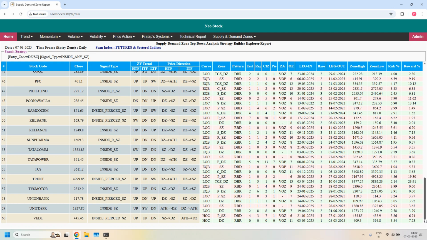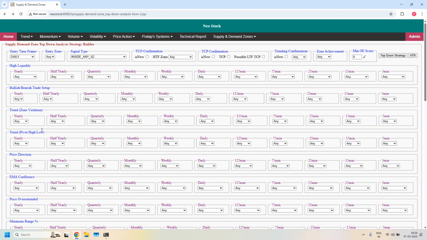Out of these 60, how many daily supply zones are having daily EMA confluence? Let us find. In the EMA confluence filter at daily time frame, I am setting the filter daily supply zone having daily EMA confluence, and the trend on the daily time frame should not be sideways. It can be up or down.